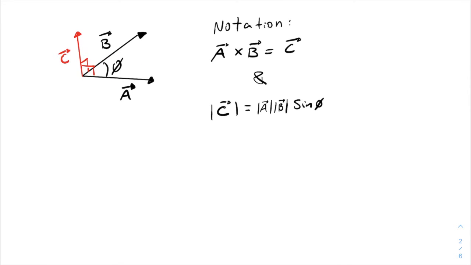Now, the resultant vector C is given in the direction perpendicular to both vector B and vector A. This means that vector C makes a 90-degree angle with vector A and also makes a 90-degree angle with vector B.